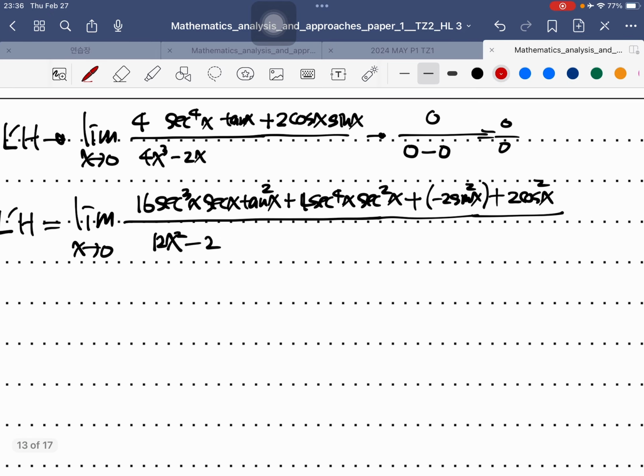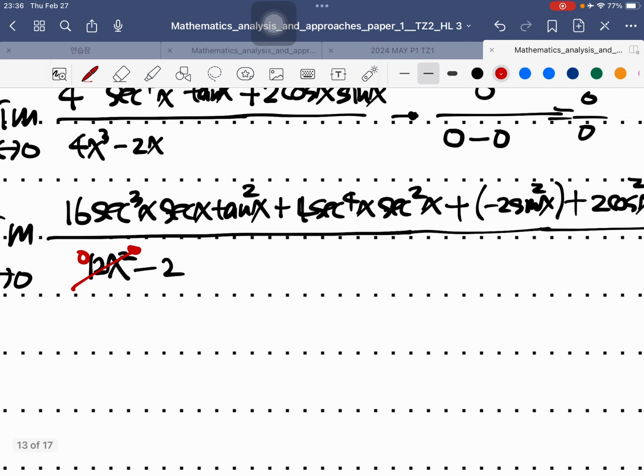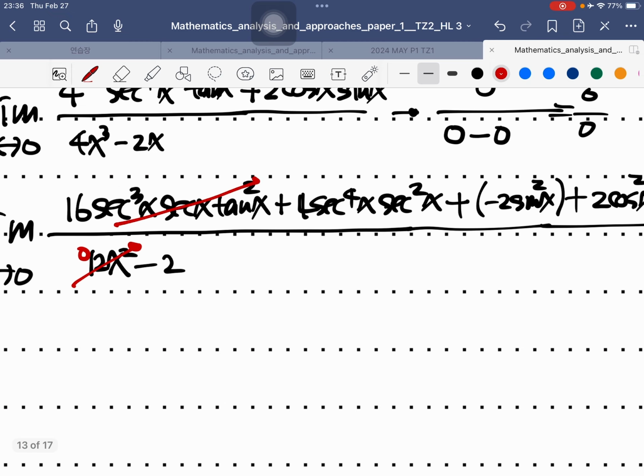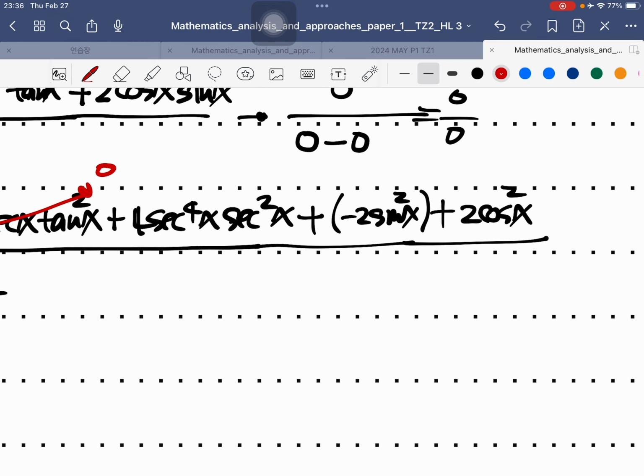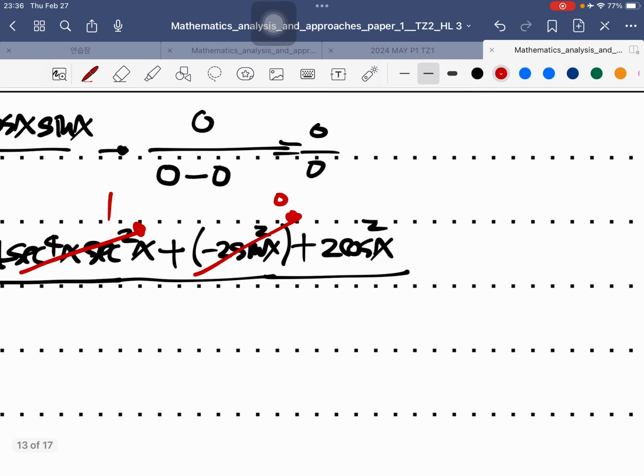So again, we can put in 0. So this one goes to 0. Tan of 0 is 0, so the whole term goes to 0. Sine of 0 goes to 0. Secant x goes to 1, so 16 times just 1. Cosine x goes to 1.